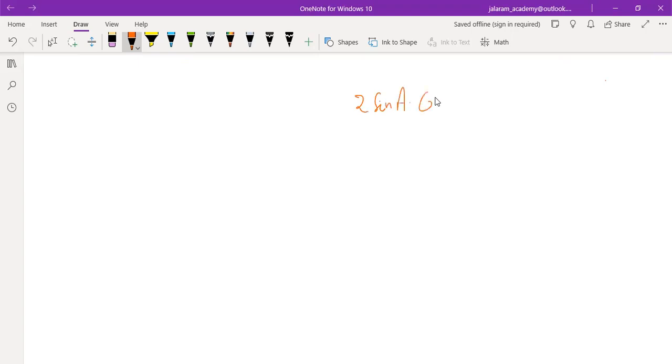We have proved that 2 sin A cos B equals sin(A+B) plus sin(A-B). This time I have written them on opposite sides. Why? This time we are converting the sum to product. But A plus B is not a single angle, it is a compound angle. A minus B is also not a single angle, it is a compound angle.